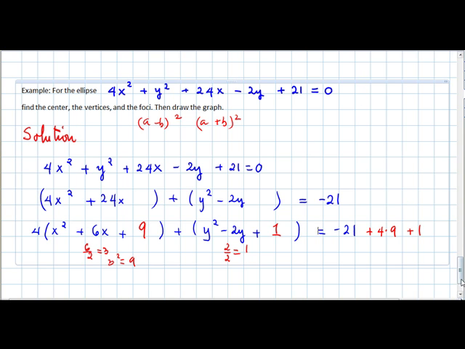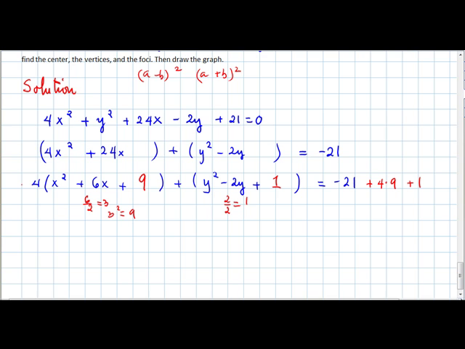So let's rewrite my problem. I can rewrite this to look like this, where a is x and b is 3. So I have x, the plus here dictates to put the plus right here, 3 squared. And for the y, I can rewrite it to look like this, where a is y and b is 1. So I have y minus 1 squared equal to, I take 21 plus 36 plus 1, which is 16.